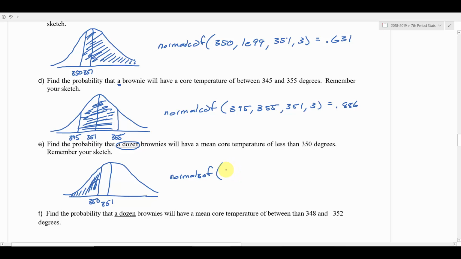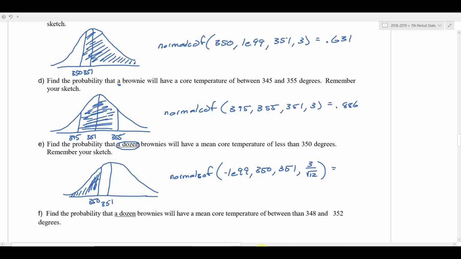We're going to go negative 1E99. We're going to go up to 350. The mean is going to stay the same for a sampling distribution. It's the same as the population, but the standard deviation does change. So this is going to be a standard deviation of 3, and we have to divide by the square root of 12 to correct for the new variation in this distribution.